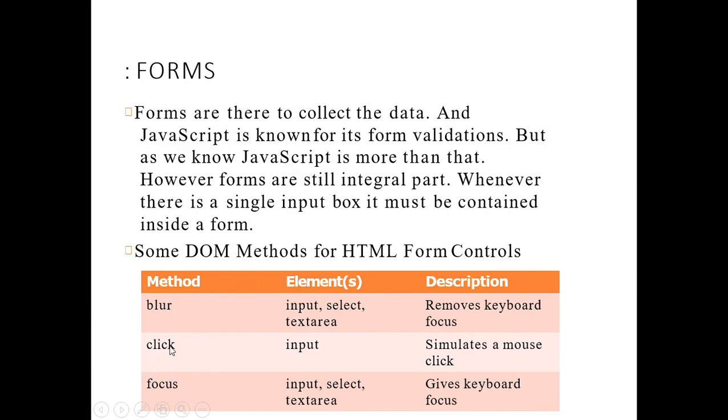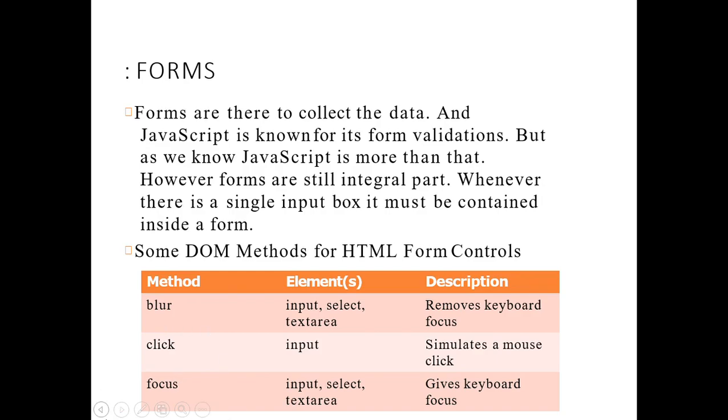Next method is click. Click means you are going to click something, that is, input something. What is the description? Simulate a mouse click. Simulating a mouse click means that whenever you click something, a simulation happens. So this is basically for the click.